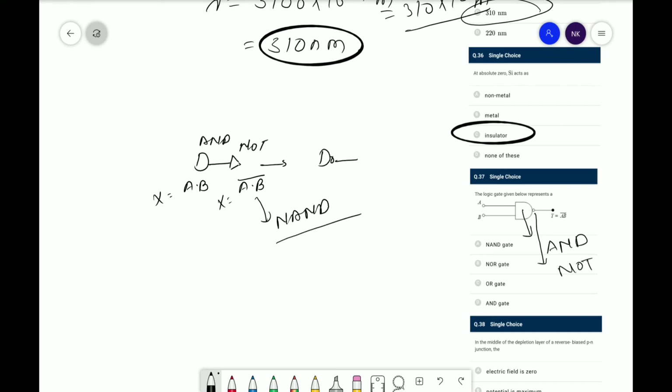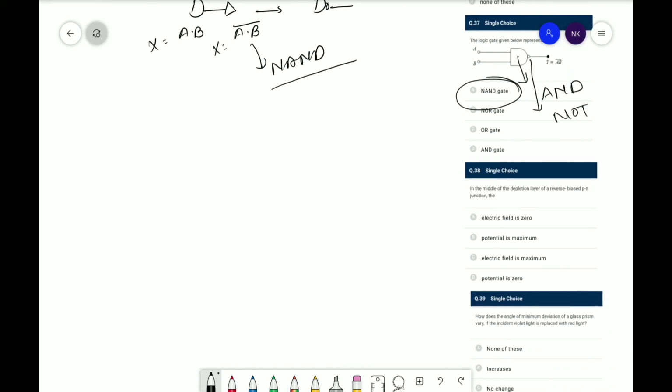If you add a NOT gate to any gate, for example, if you add a NOT gate to an OR gate, then it will be known as a NOR gate. The correct answer is NAND gate. Now the next question.